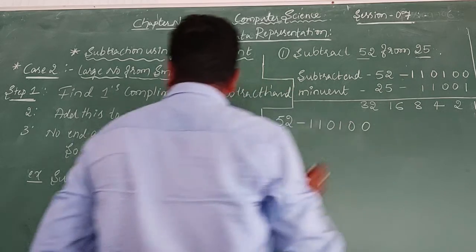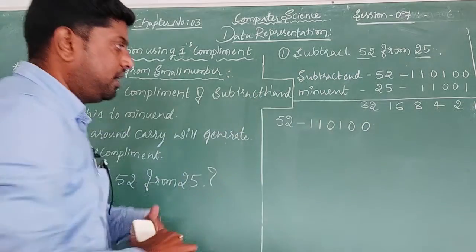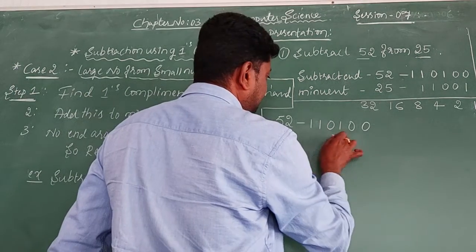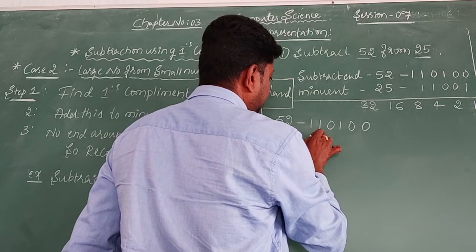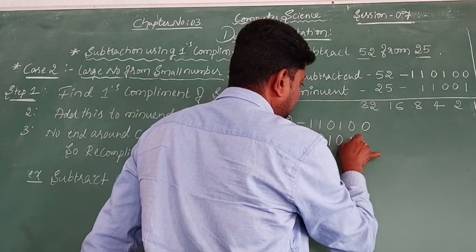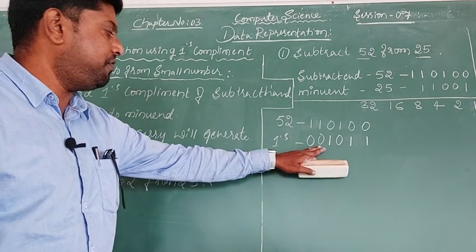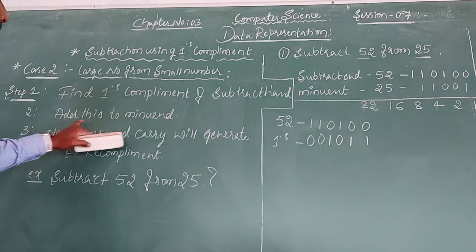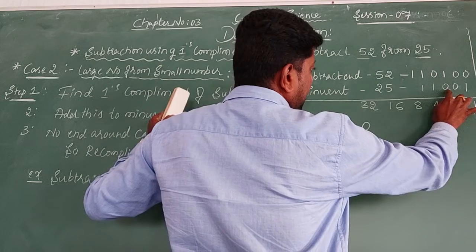First we have to find the ones complement of the subtrahend. See here, if I take the ones complement of the subtrahend, what will be the result? 00111. Correct, isn't it? This is the ones complement for the subtrahend. Add this to the minuend. Adding this to the minuend means 11001.